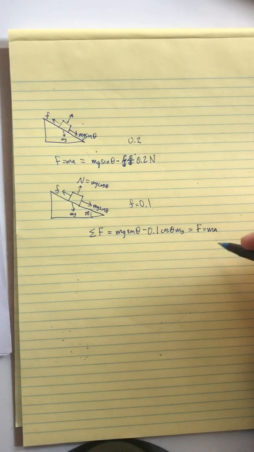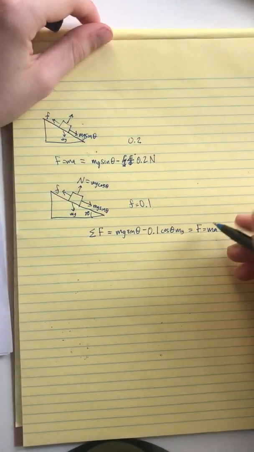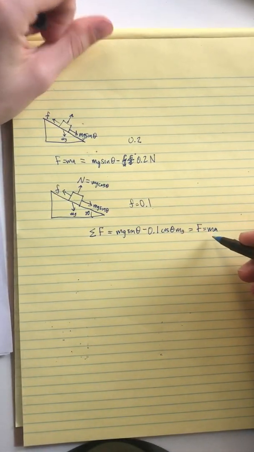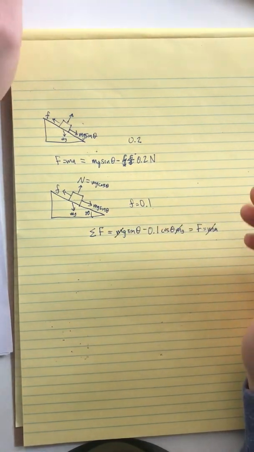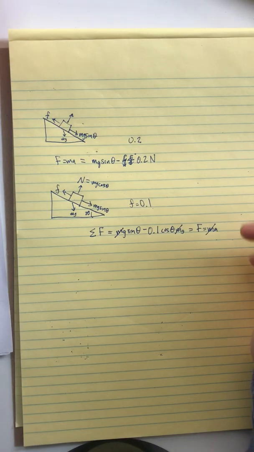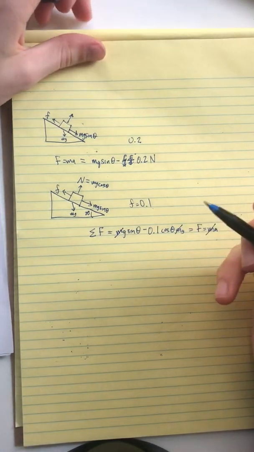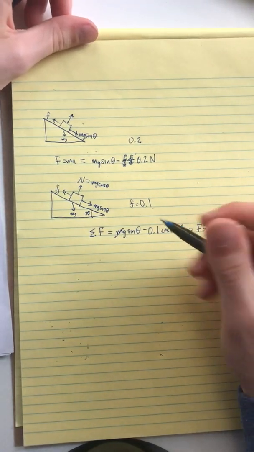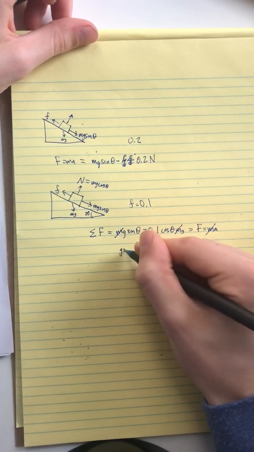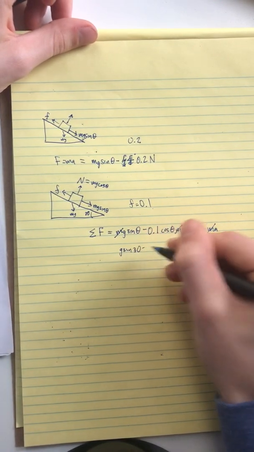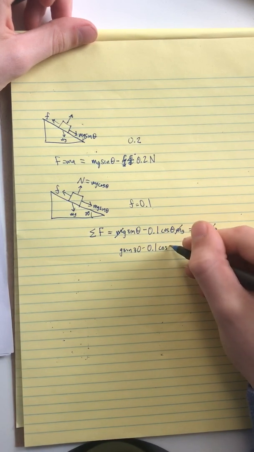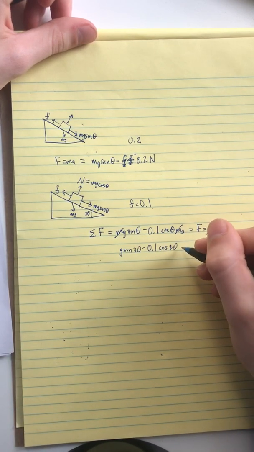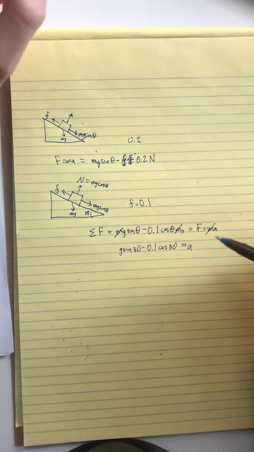So we can use this equation. And we see that everything has m, so we can cross out m. That's the first thing we do. Next thing we can do is input our angles. We know that the angle is 30 degrees, right? So it's going to be g sine of 30 minus 0.1 g cosine of 30 equals acceleration. So we're almost there.